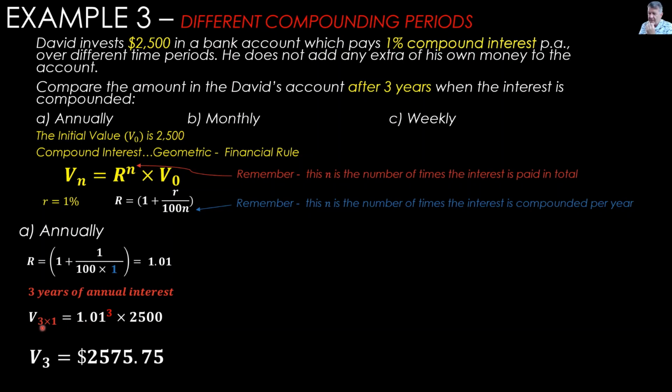Straightforward. 3 years, 3 payments, so 3 times 1. 3 years and 1 payment per year. Let's have a look at monthly. So we have to do the R again. We have to change the R.